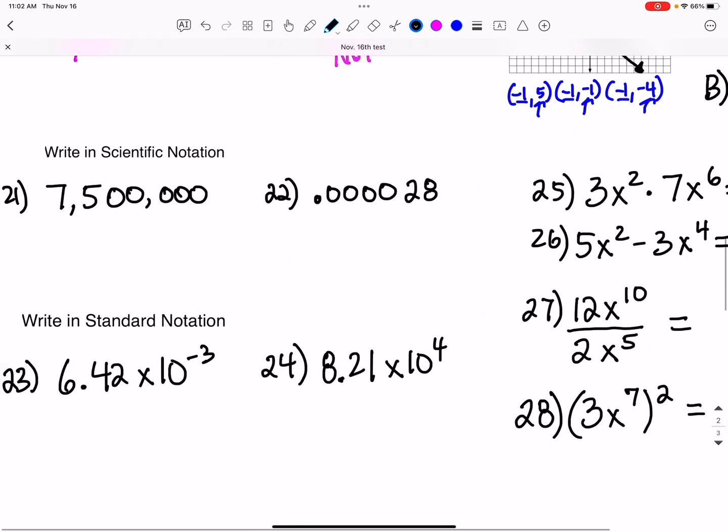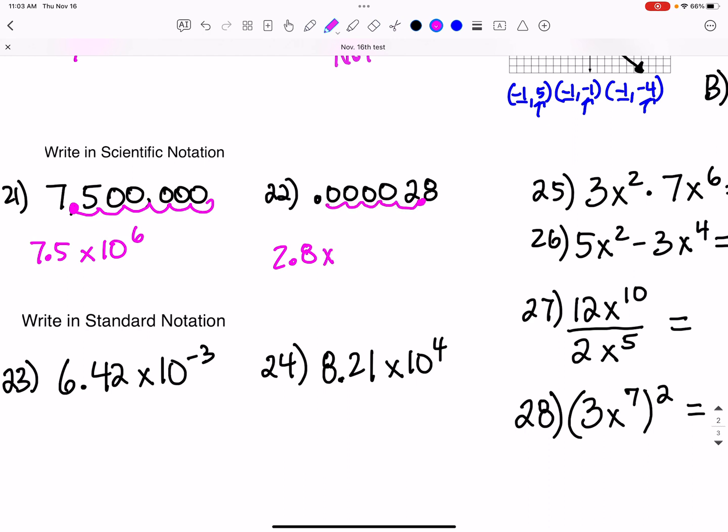All right, write in scientific notation. We pretend there's a decimal right here, so 7.5. And we're going to have to multiply by 10 1, 2, 3, 4, 5, 6 times. For this one, we would pretend there's a decimal right there after the first number, so 2.8. And we would have to move backwards 1, 2, 3, 4, 5. So times 10 to the negative 5.